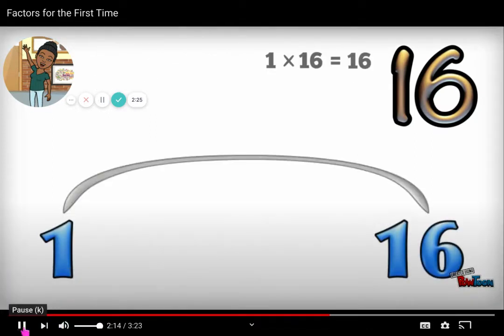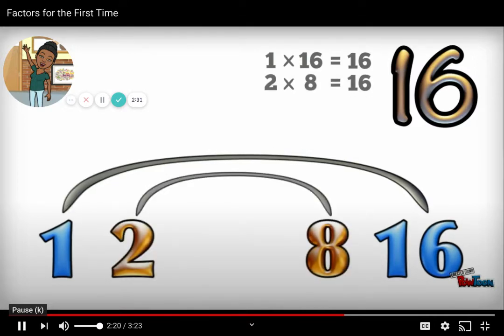1 and 16, use the arc. Now go to 2. 2 times a number. Well, 2 times 8 is 16. What about 3 times a number? Is 3 a factor? Well, 3 times 5 is 15. We can't get to 16. 3 is not a factor of 16.